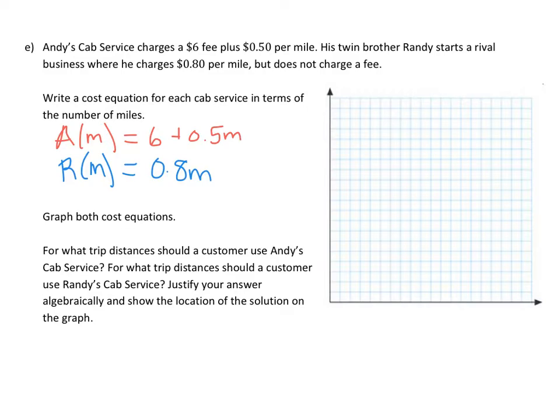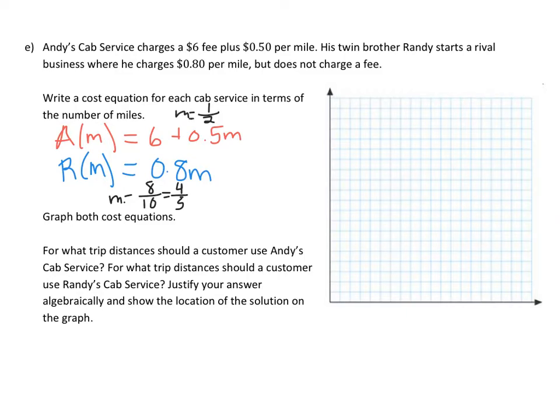Now I have to graph these, and graphing decimals can be a little bit confusing. So I'm actually going to change these to fractions. 0.5 is 1 over 2, so that'll tell me my slope for that. And 0.8 is 8 over 10, which reduces to 4 over 5. So these are our slopes, which will help when we graph.